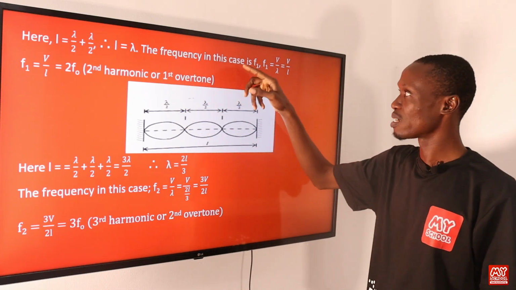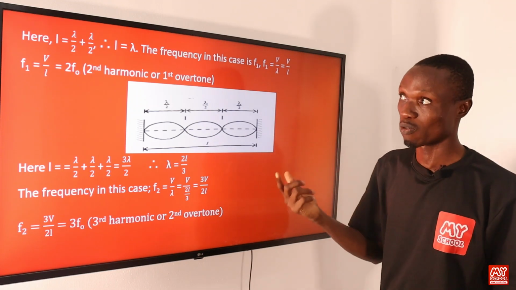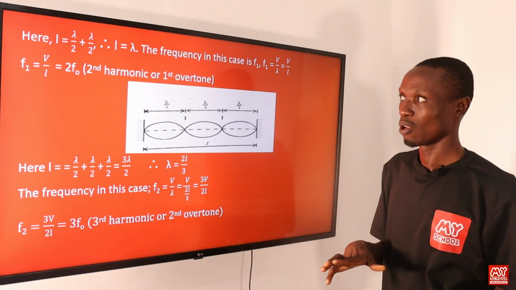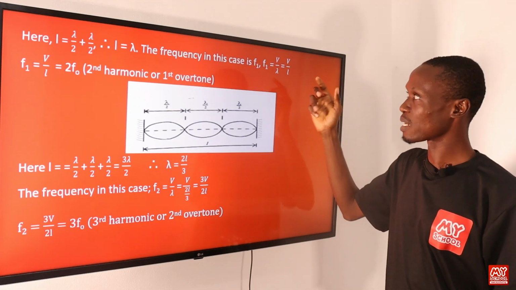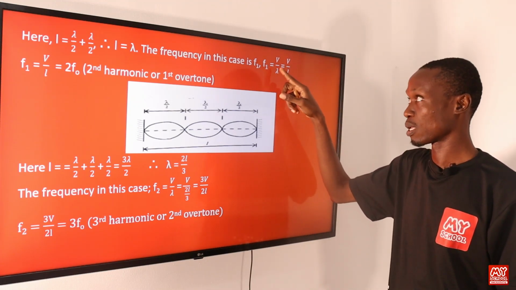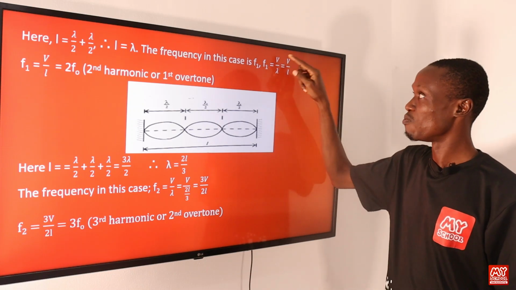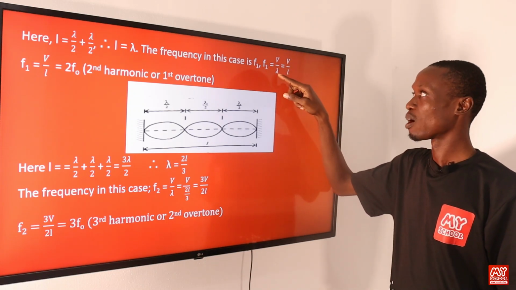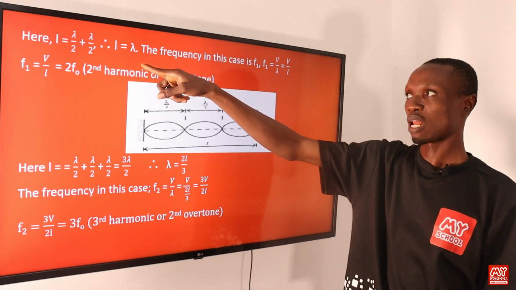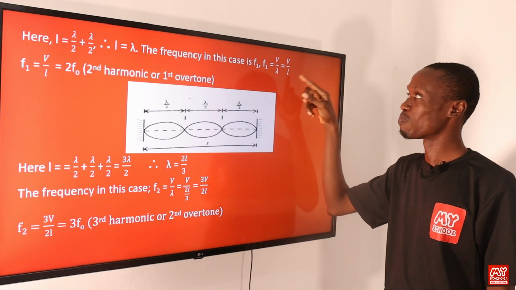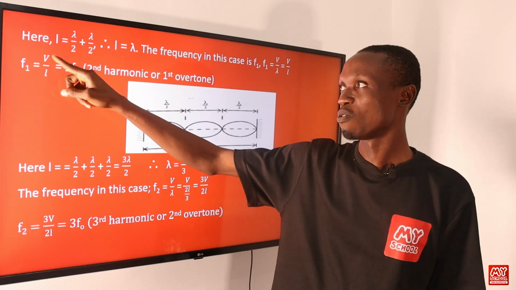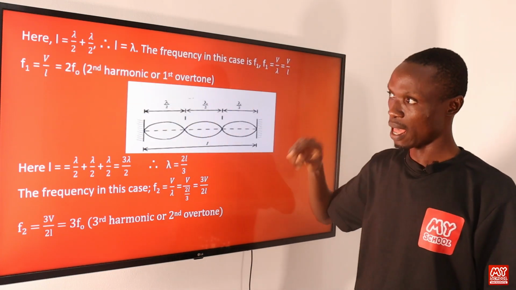The frequency in this case is F1, so we'll call it F1 instead of F0, because this is no longer the fundamental frequency. Remember that F is equal to velocity over lambda, as I've already shown you how this formula came about. So F1 is equal to V over lambda, but here L is equal to lambda. So in place of lambda, we replace it with L, so that F1 is equal to V over L, right?